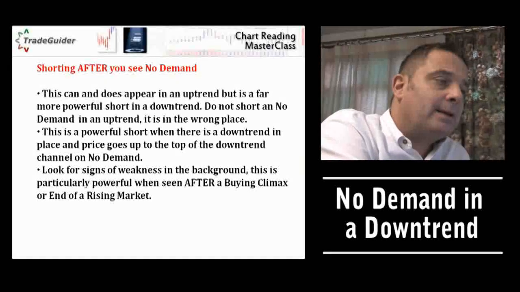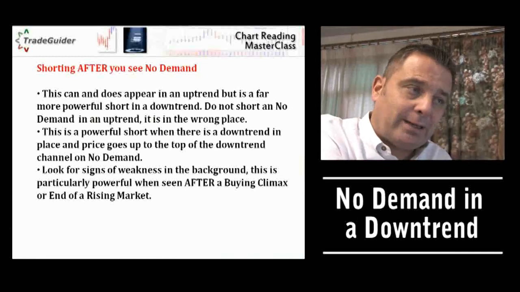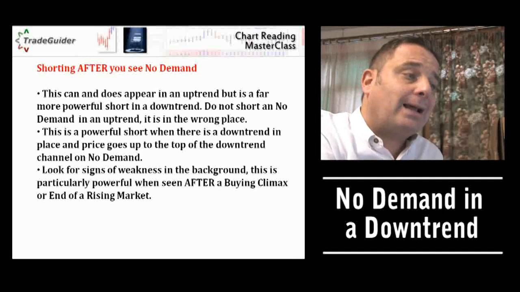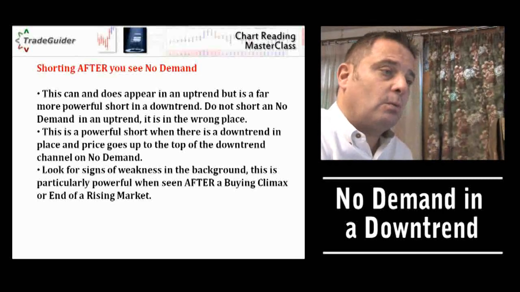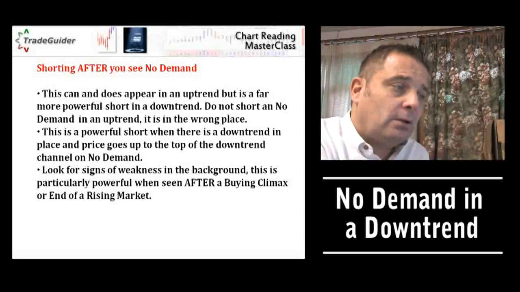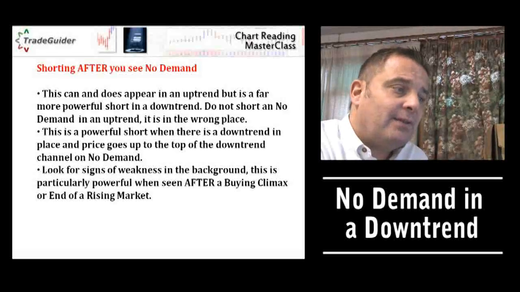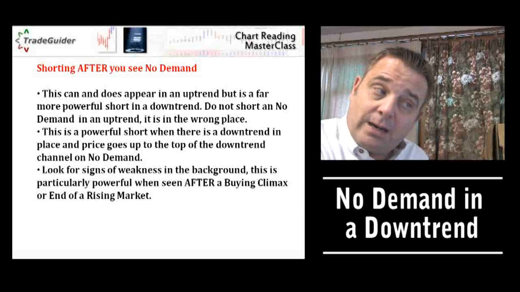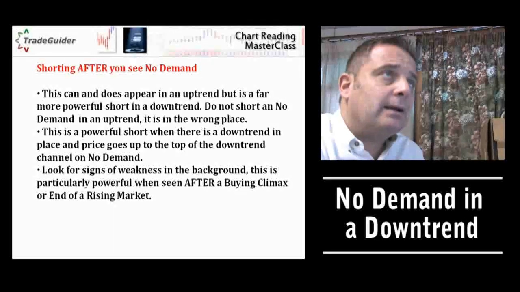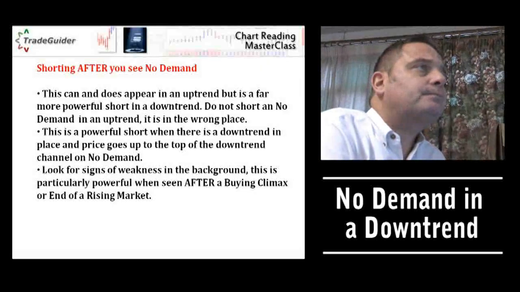Shorting after you see no demand. This can and does appear in an uptrend, but it's far more powerful in a downtrend, as we've just shown. Do not short on no demand in an uptrend. It's in the wrong place. This is a powerful short when there is a downtrend in place and price goes up to the top of the downtrend channel on no demand. Look for signs of weakness in the background, which we've just seen. This is particularly powerful, and this is where my favourite setup is, where you've got the end of a rising market or a buying climax. That is the very strong one that you can do.